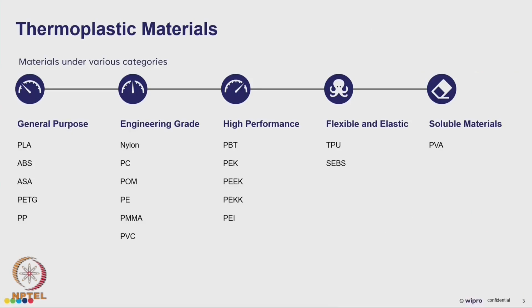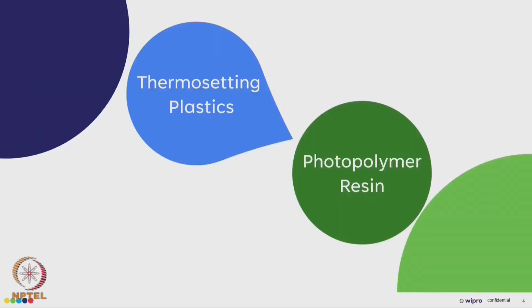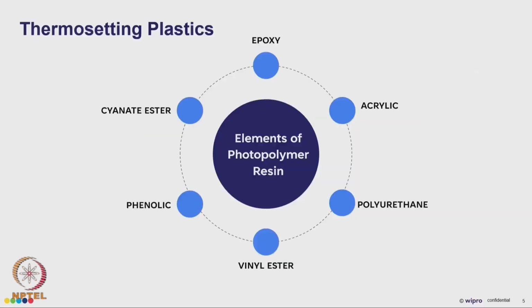And in the case of soluble material, we have seen polyvinyl alcohol, which is soluble in water, and we have seen HIPS, high impact polystyrene, which is soluble in limonene solvent, and again we have seen BVOH, butenediol vinyl alcohol copolymer, which is again soluble in water itself. After this, we have seen different types of thermosetting plastic materials, and we have seen that all of them are photopolymer resins, and that there is no common name for this thermosetting plastic material.